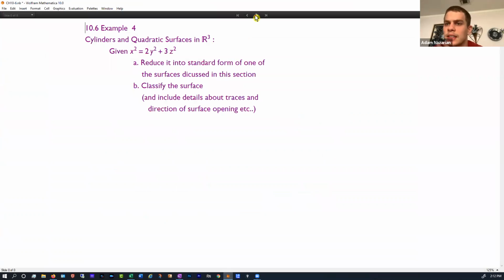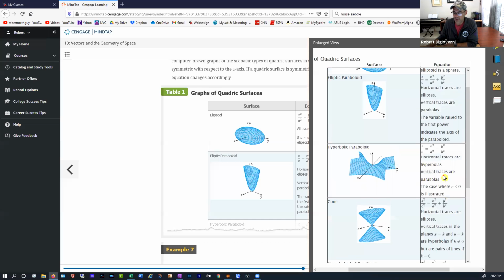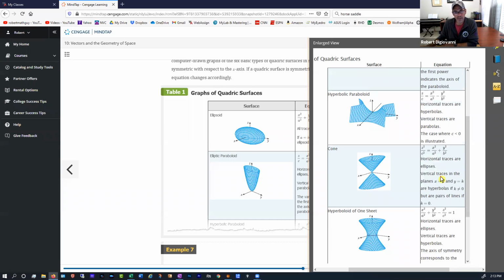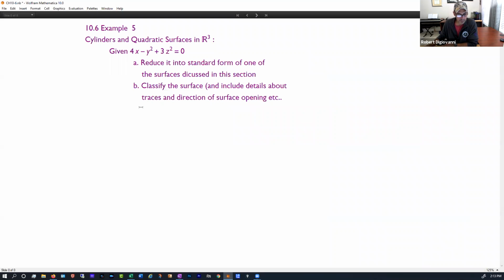So when it says classify the surface, would we have to put the traces or do we just put cone? No, just put cone. Okay. Yeah. The only thing I wanted to hear about the traces is for you to tell me traces are hyperbolas and ellipses, but it's okay. You don't need to put that. All right. It's a cone. This cone is good enough for me. All right. Let's look at the next one.